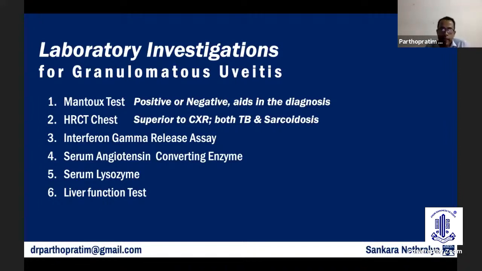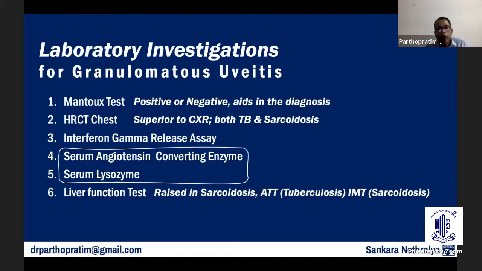Interferon gamma release assay we don't do always, and these two sets of enzymes actually indicate the granulomatous load. And the liver function test we always do, because sometimes in sarcoidosis it can be raised. Also, if you are planning to start the ATT, you have a baseline value. And in case of any kind of methotrexate or immunosuppressive, you need a liver function test.